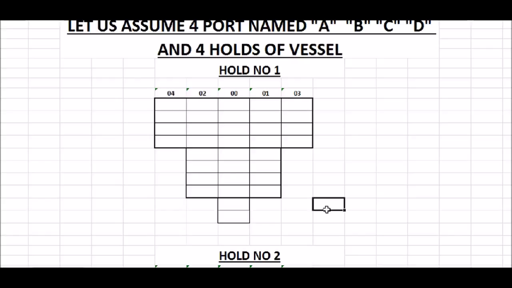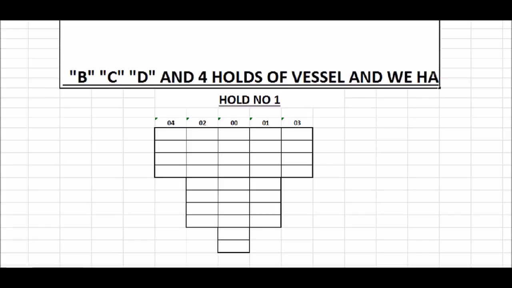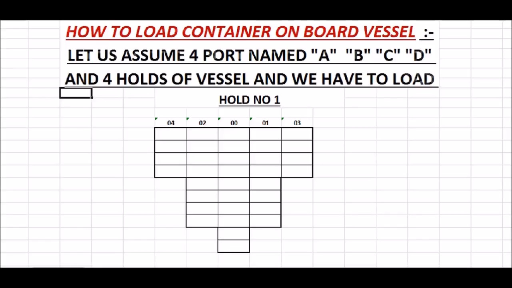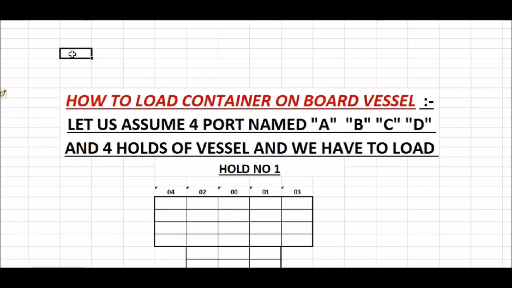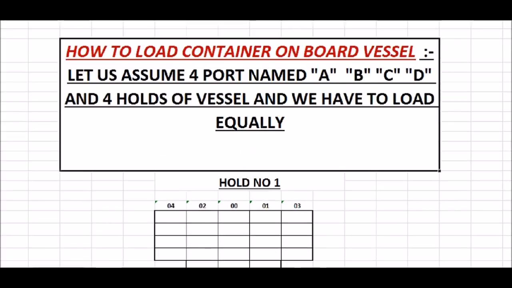Let's say that we have four ports and four holds of the vessel, and we have to load equally. So how to load the container? Let us assume there are four ports A, B, C, D and four holds of the vessel, and we have to load equally in each hold. So how should we do it?